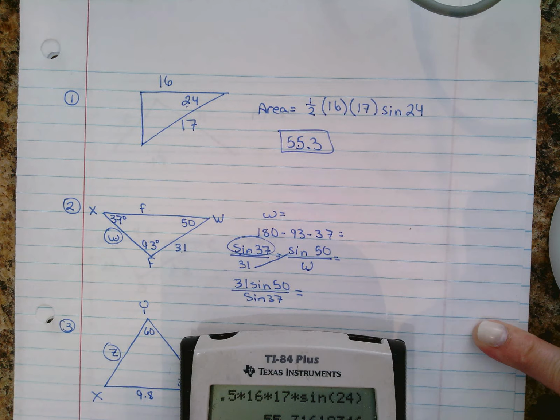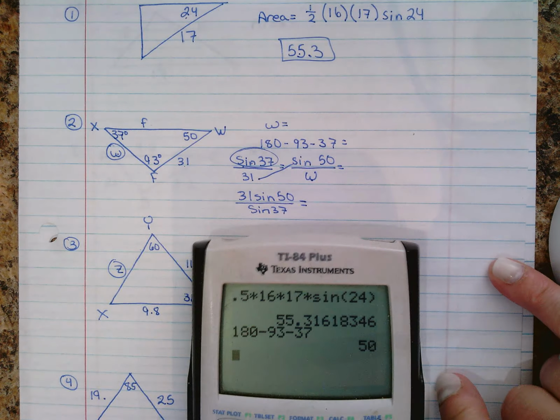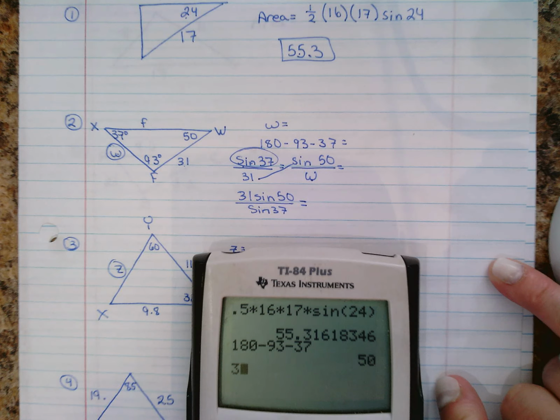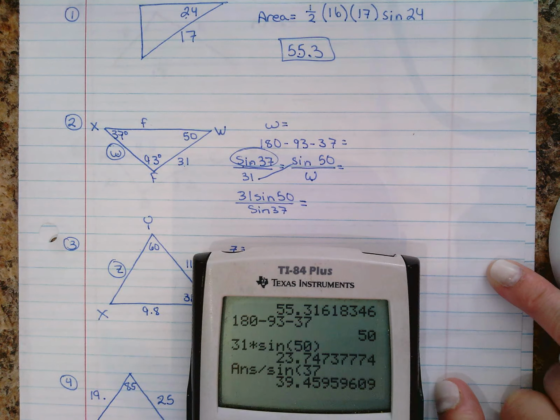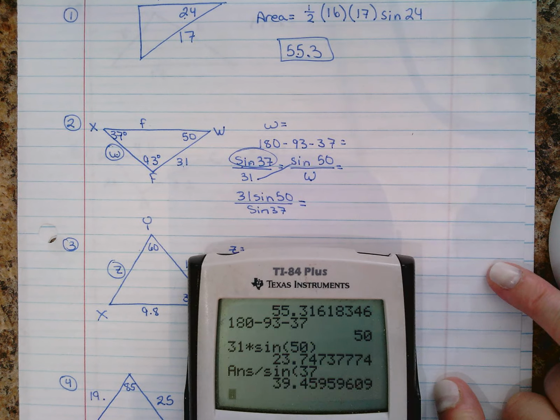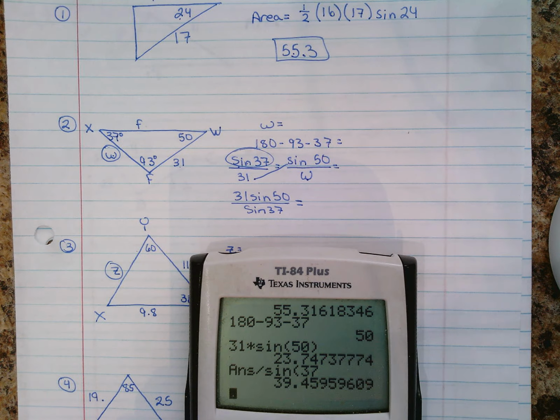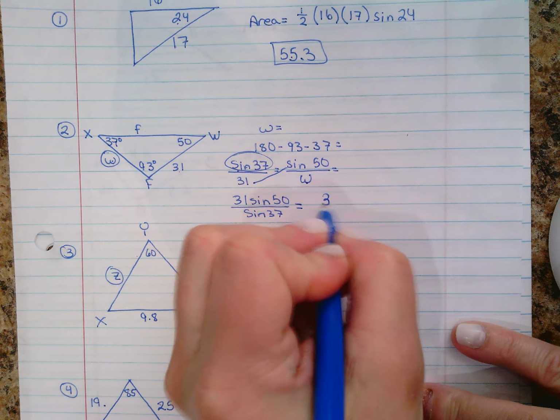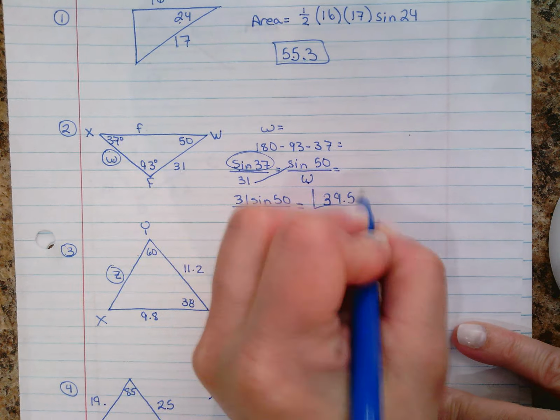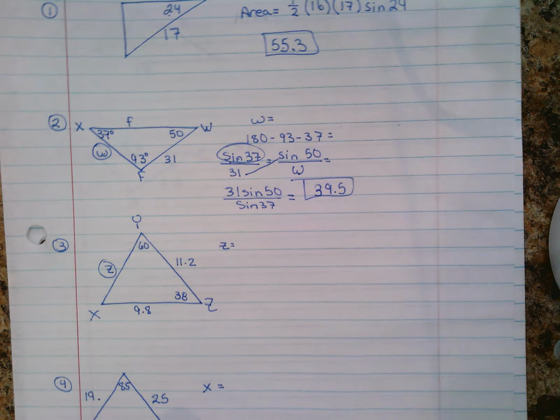Now I'm just going to plug that into my calculator here. So that's going to be 31 times sine of 50. And rather than doing parentheses, I just like to hit equals there, divided by sine of 37. And I get 39.5 as my answer. So that's going to be 39.5 is my length of side W. Now let's go on to the next problem.